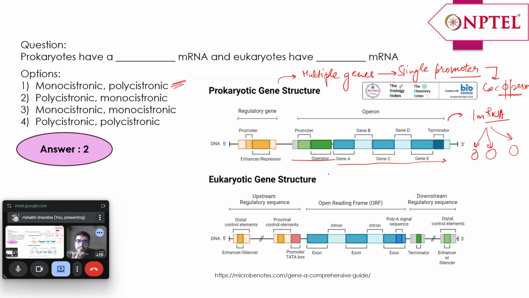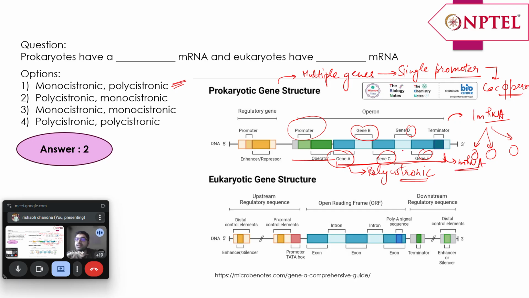Because there are multiple cistrons in one particular RNA, this RNA is called polycistronic, because there are multiple open reading frames or different protein coding genes present together. For example, gene A, gene B, gene C, D, E, these five different genes will produce five different proteins, but they are connected through a single promoter. That means there are multiple cistrons present in this particular mRNA.